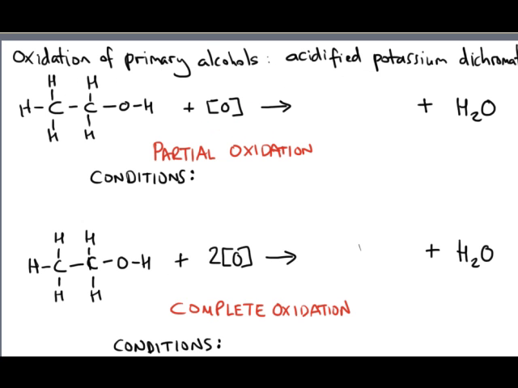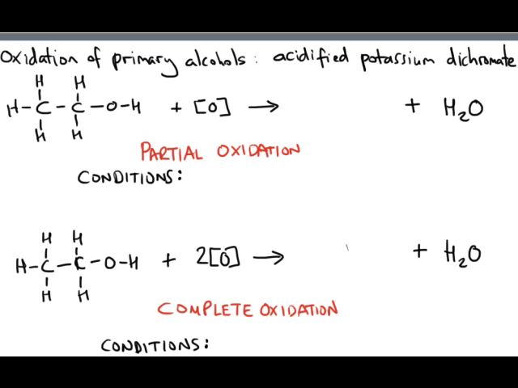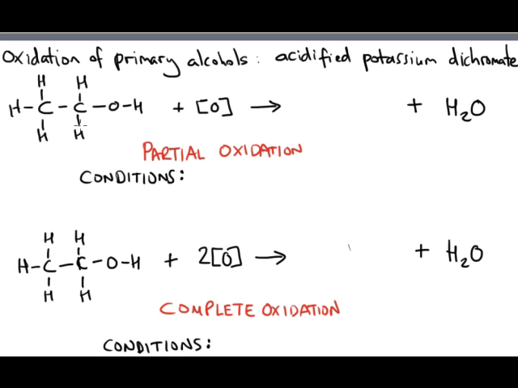Then we'll move on to the oxidation of the primary alcohols. We use acidified potassium dichromate, which is a toxic orange chemical used to oxidize an alcohol. You can do a partial oxidation, which forms an aldehyde.